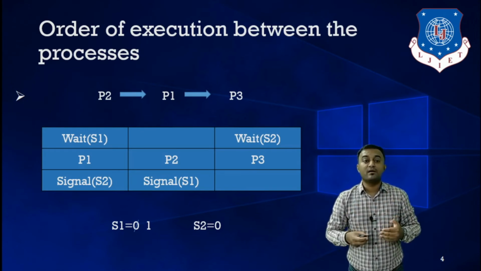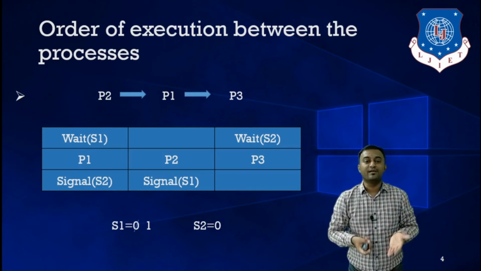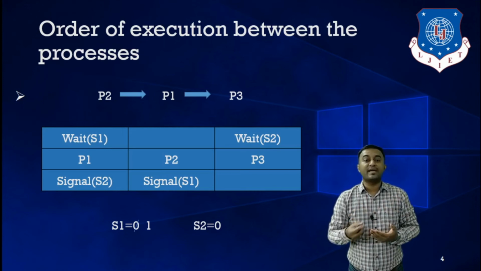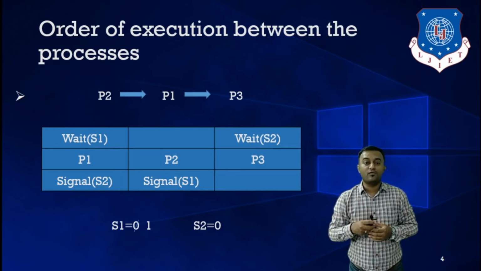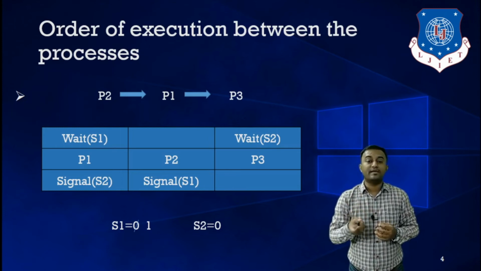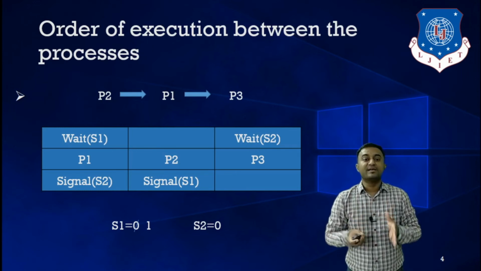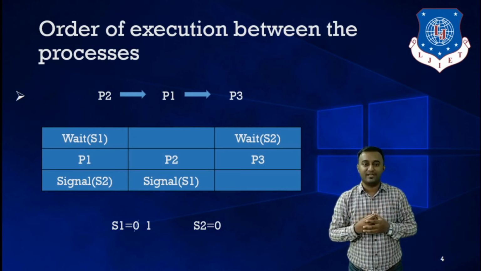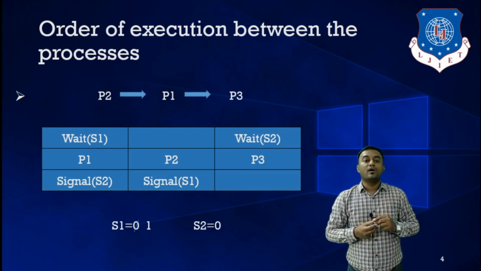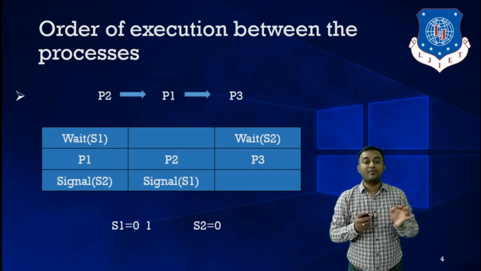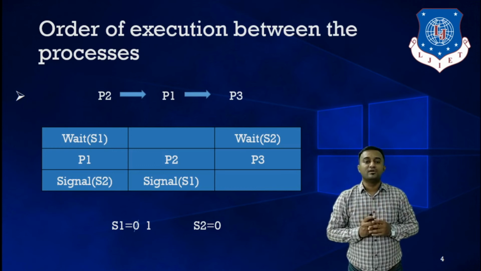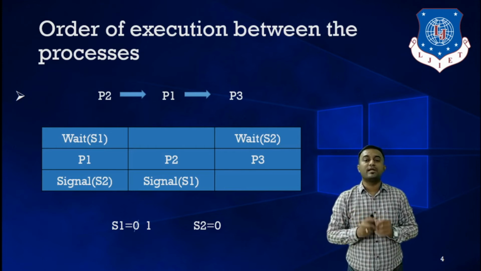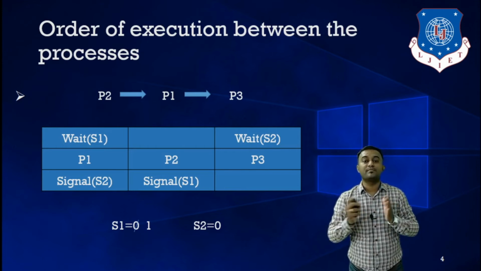Once P1 finishes its execution, which process needs to be executed next? P3. If P3 wants to execute, definitely wait of S2 needs to be executed successfully. So I need to increment the value of S2 so that wait of S2 can be executed successfully. That's why at the end of P1's execution I have mentioned signal of S2. Now S2 becomes 1 and wait of S2 can be executed, and then P3 will start its execution and complete its task.